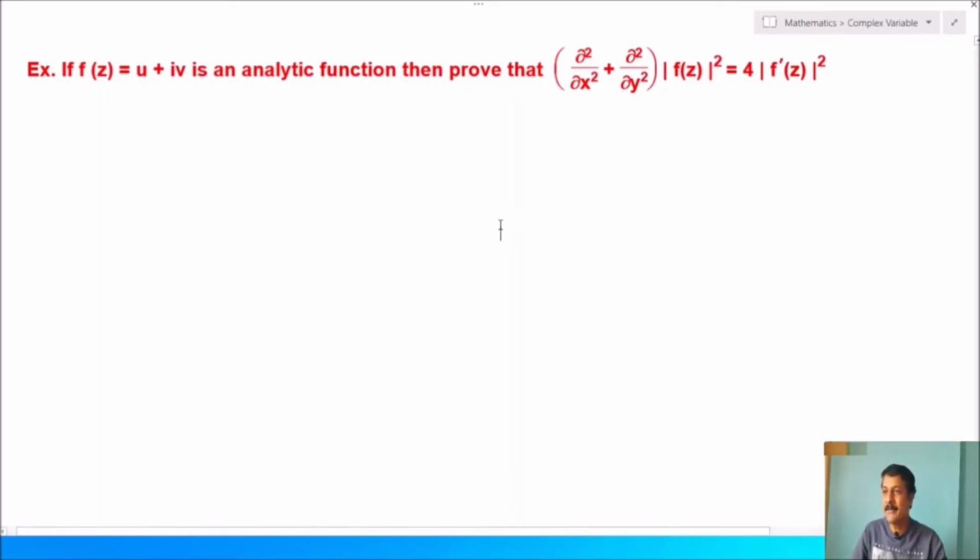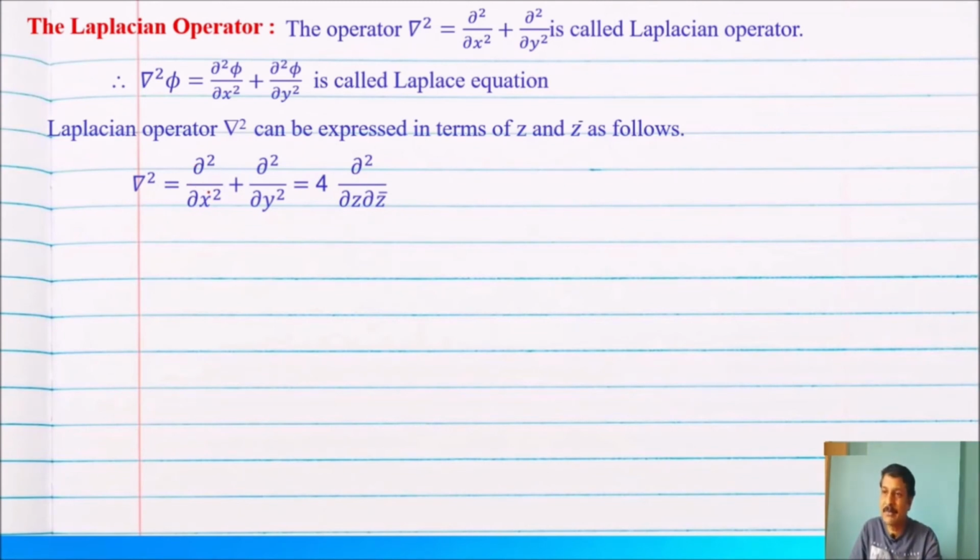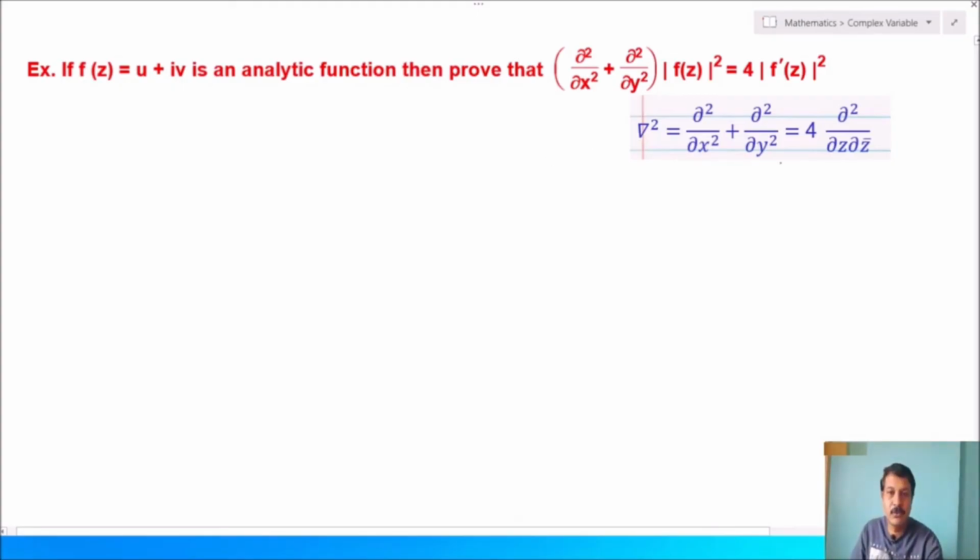Now another type: if f of z equal to u plus iv is an analytic function, then prove that del square by del x square plus del square by del y square of mod of f of z whole square equal to 4 mod of f dash of z whole square. As we know, del square, that is equal to del square by del x square plus del square by del y square, and that is equal to 4 del square upon del z del z bar. It means that this del square we can express in z and z bar by this relation. So using this relation, we can prove it.